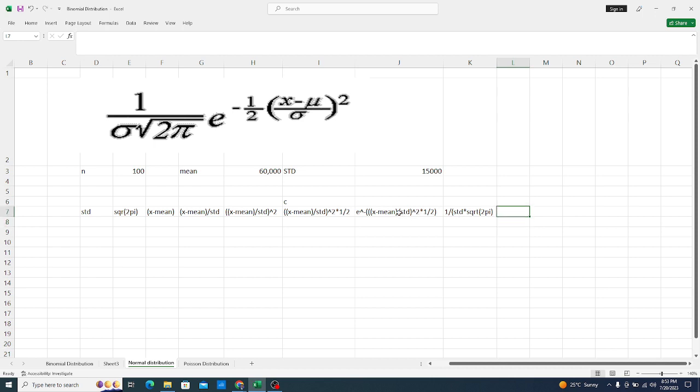Then you will have your last part. Your last part will be multiplying this and this. If you multiply this and this, you will now get what? Your probability, that is the function of x.